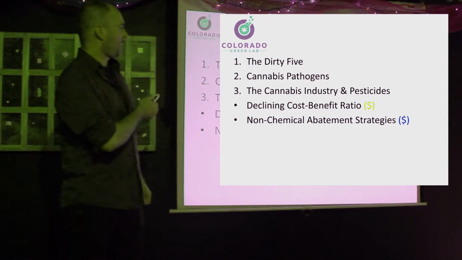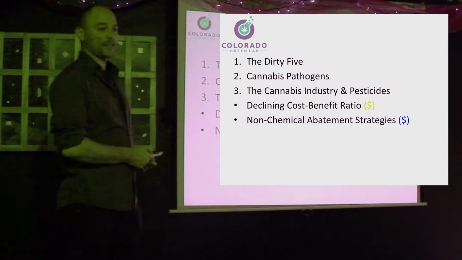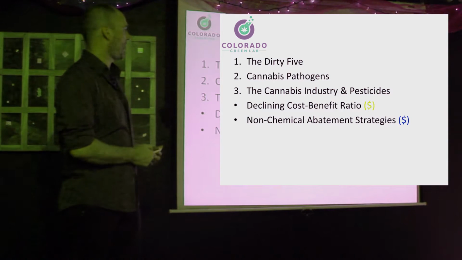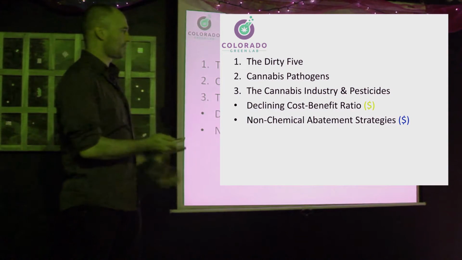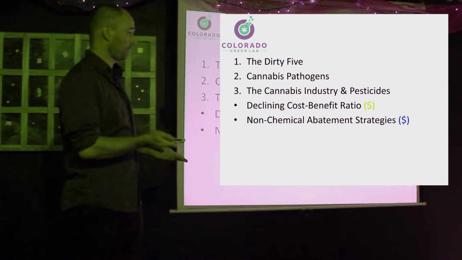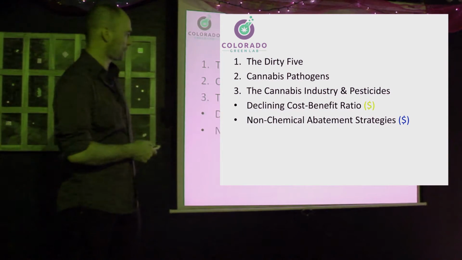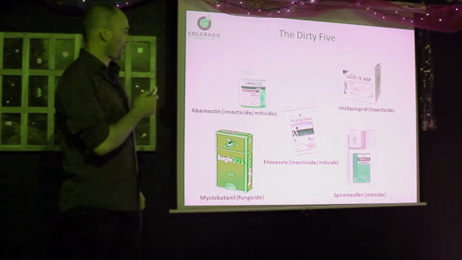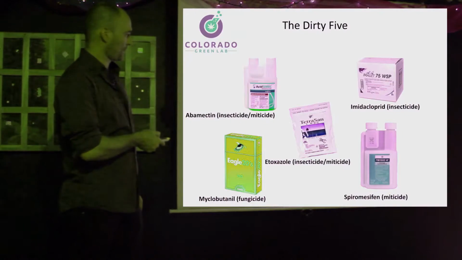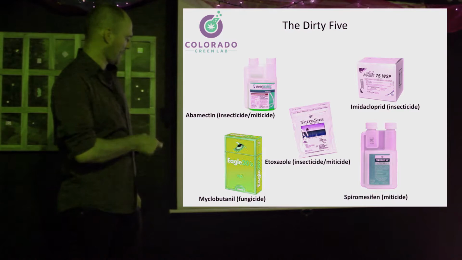So, talk about the dirty 5, which are the 5 most common pesticides and fungicides that come up. Common cannabis pathogens, the cannabis industry and pesticides and their relationship in general, declining cost-benefit ratios associated with those, and non-chemical abatement strategies. So the dirty 5. We've got imidacloprid, which is an insecticide, abamectin, a miticide, and myclobutanil.